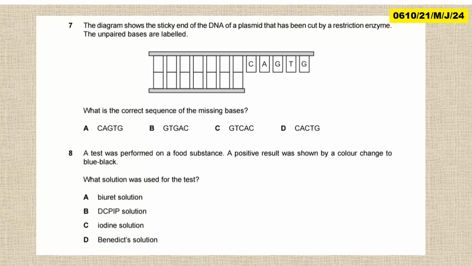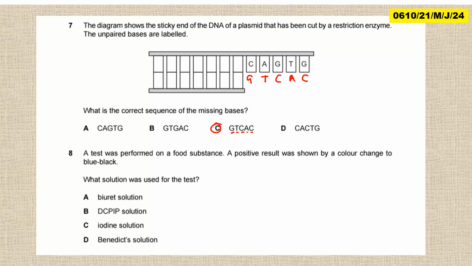Now, you need to know that C pairs with G, this one with T, this one with G. We have G there, so this is C, this is A, this is C. So GT, CA, C, GT. So we are looking for GT, CA, C. So this is the answer.